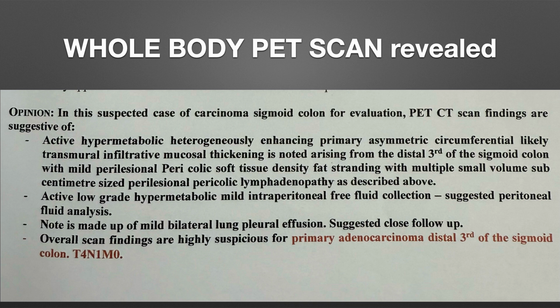After starting conservative treatment, as this was a 79-year-old male patient presenting with obstruction and suspected malignancy of the sigmoid colon, we wanted to know the extent of the disease prior to deciding the line of treatment. We subjected this patient to a whole body PET scan, which revealed a primary adenocarcinoma of the distal third of the colon, T4 N1 M0. So we planned a colonoscopy with biopsy followed by self-expanding stenting in this particular patient.